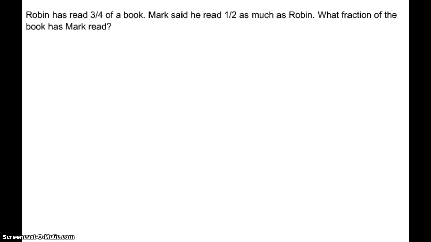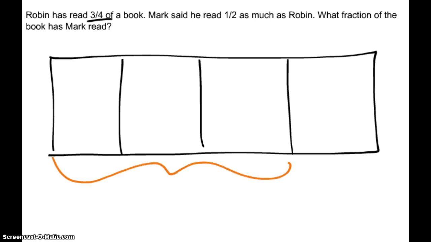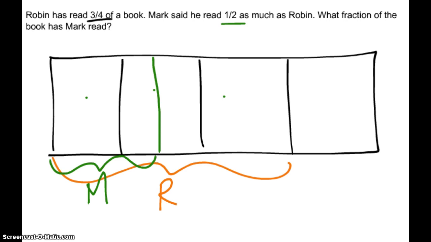Okay, so I'm going to start by just drawing a picture. I'm going to draw a fraction strip. So I know that Robin read 3/4 of a book. So I'm going to split this fraction strip into fourths. And I know that Robin read this much of the book. She read 3/4 of it. Now the question reads that Mark read half as much as Robin. Now I only have 1, 2, 3 pieces right here. So I know that if he read half, then he must have read this much right here, Mark.